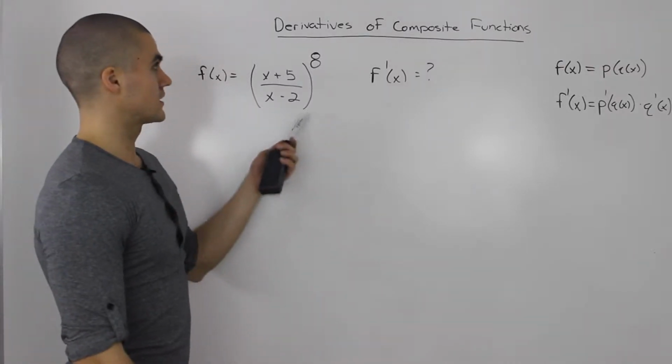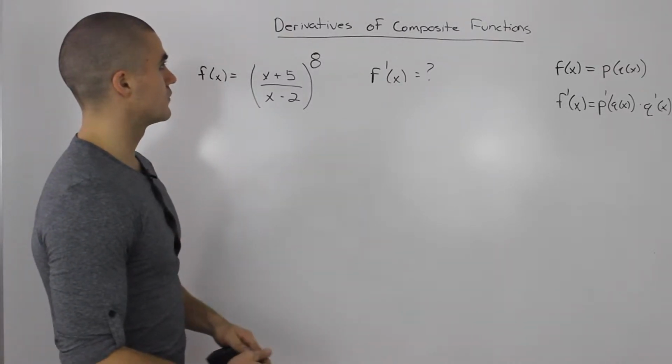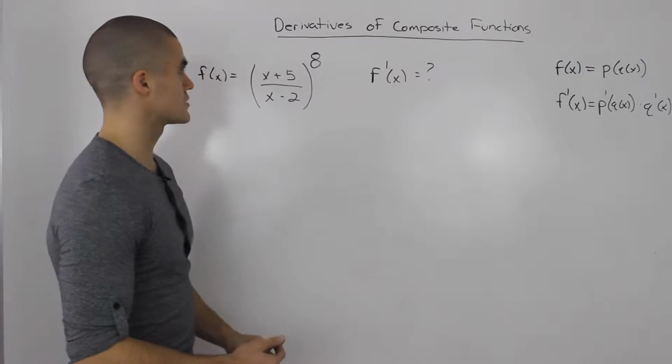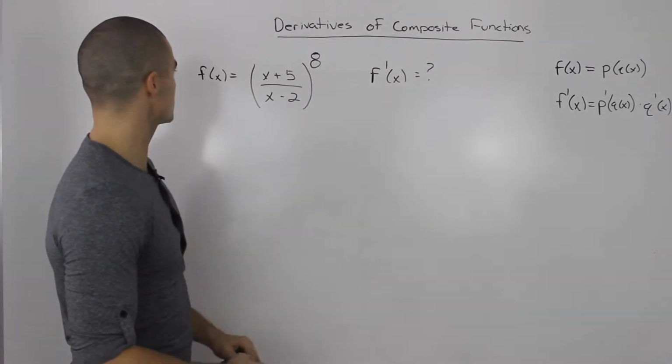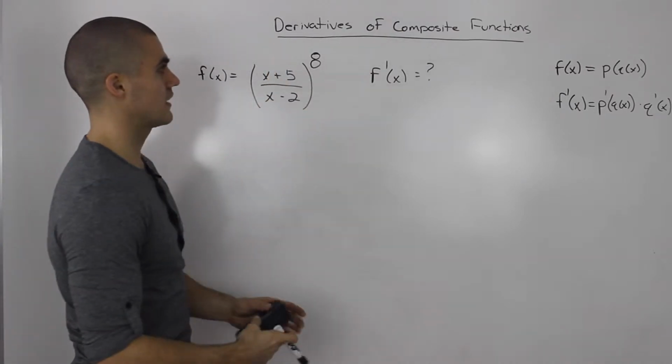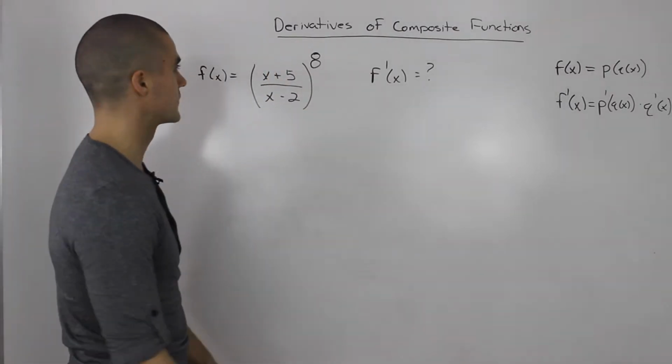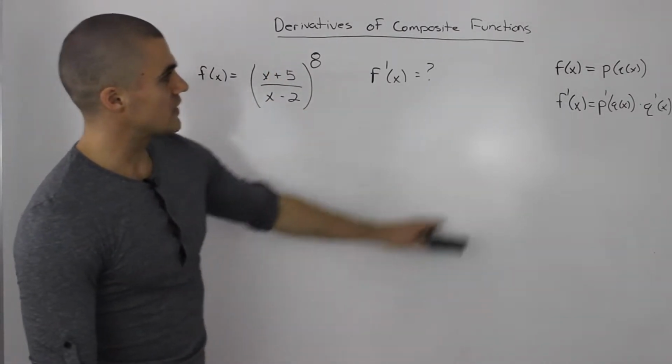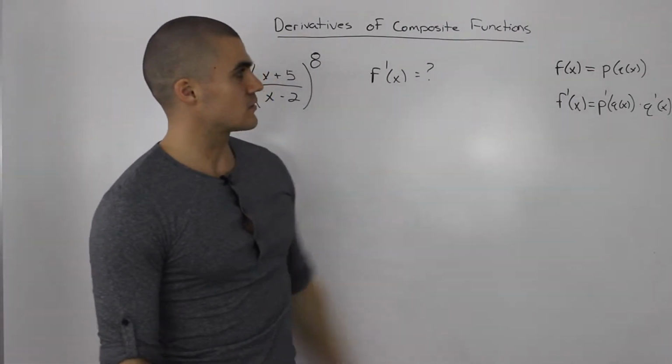Alright guys, let's do an example here for the derivatives of composite functions. So I have this crazy function here, (x + 5) over (x - 2), all to the power of 8, and I have to find the derivative of it. Now I wrote down the chain rule here on the side so we could refer to it, right?